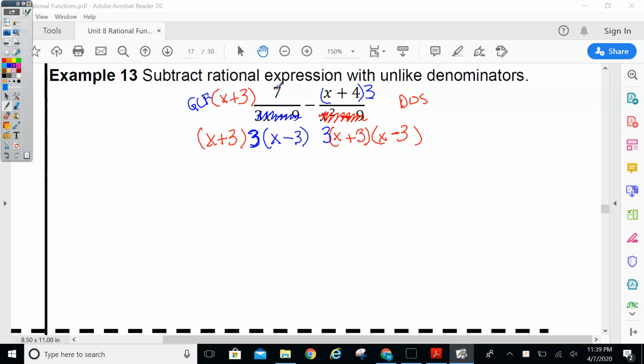Numerator is going to give us 7x plus 21. Denominator is all this stuff. And usually we write the multiple in the front. So 3 times x plus 3, x minus 3.